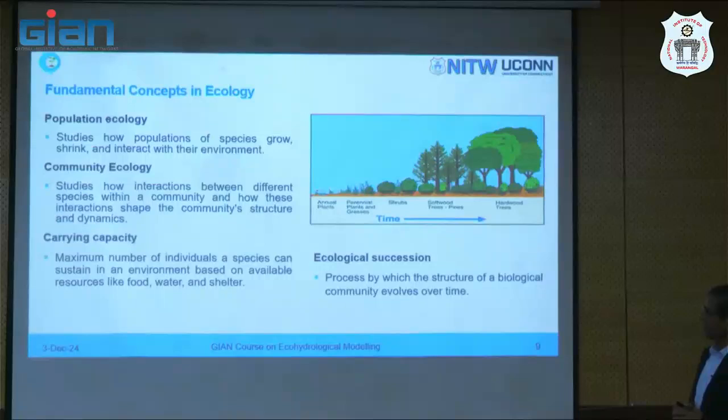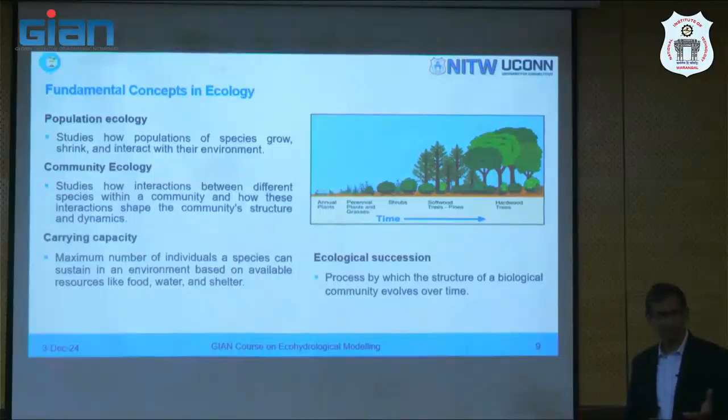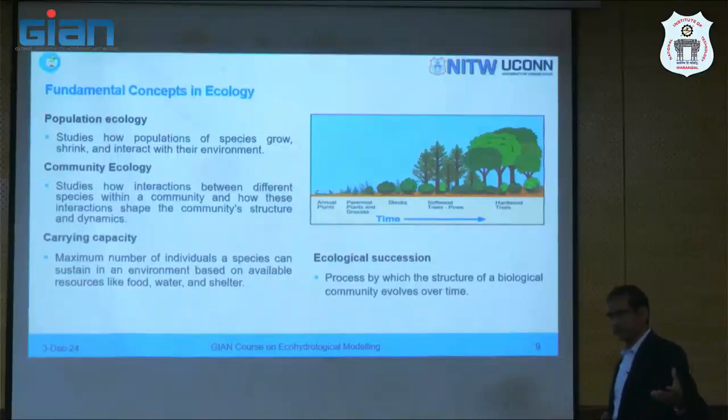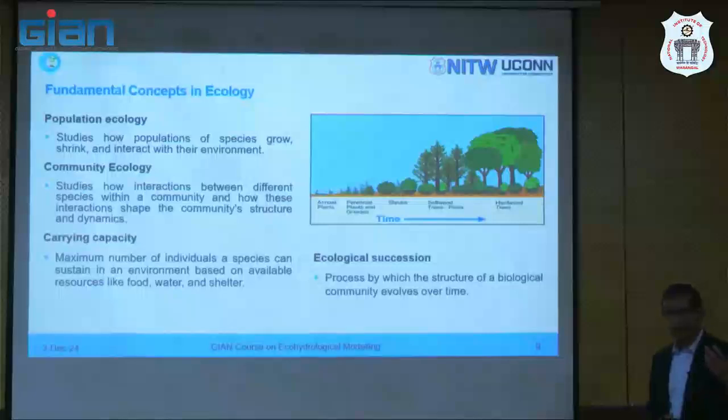Population ecology. In population ecology, we study how populations of species grow, shrink, and interact with their environment. It could be a population of trees in a forested area, or a population of any particular animals in an ecosystem. And then community ecology looks at interaction among species. The example that I gave you, how a bird is interacting with a tree, which is interacting with insects. And that interaction is very important.